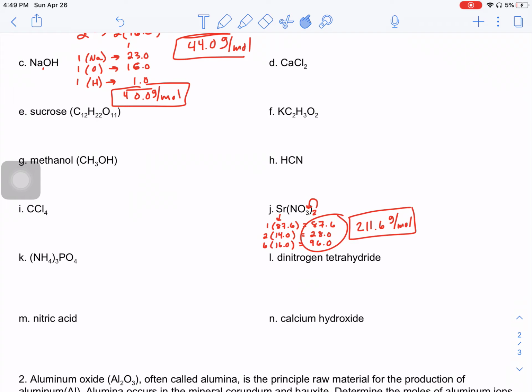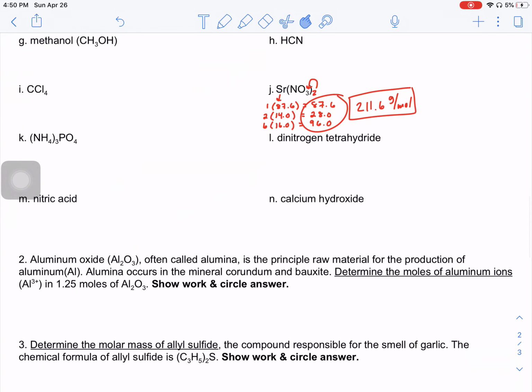All right, you'll notice at the bottom of the page that I didn't always give you the formulas, so it's just a chance for you guys to practice writing formulas. So dinitrogen tetrahydride, nitric acid, and calcium hydroxide, you guys are going to have to come up with the formulas first, and then you can look up the individual weights from the periodic table and then multiply them accordingly, okay? All right, so for number 2, I think we're going to save that one for another one.